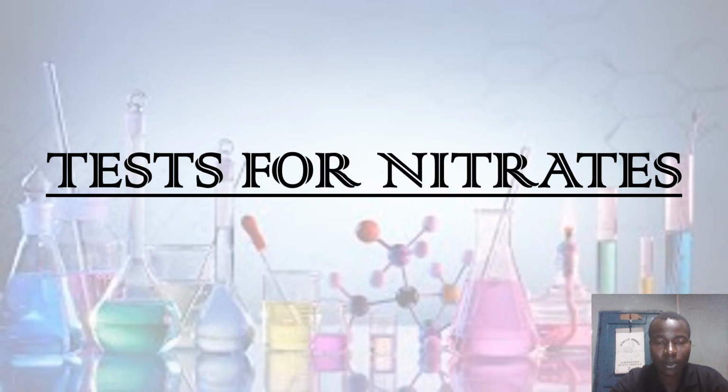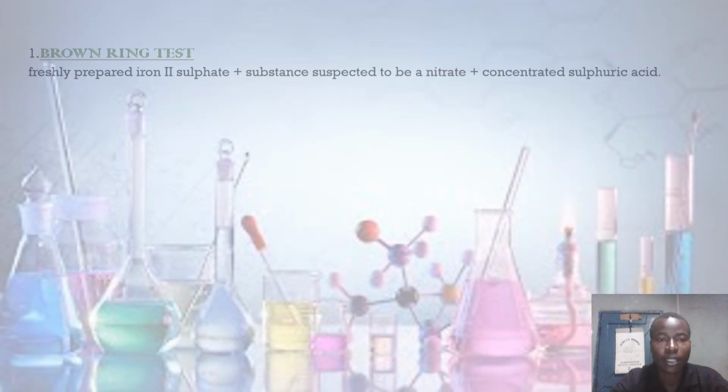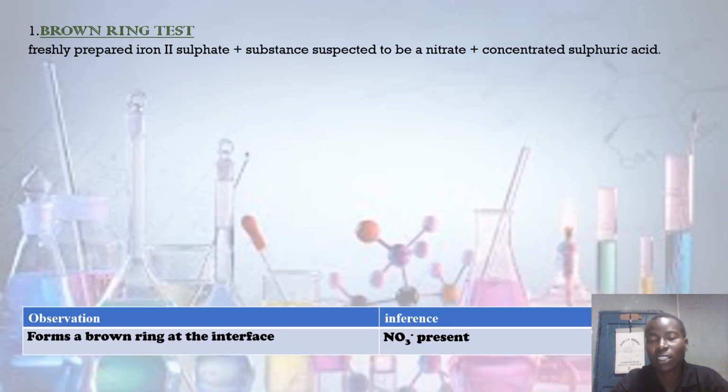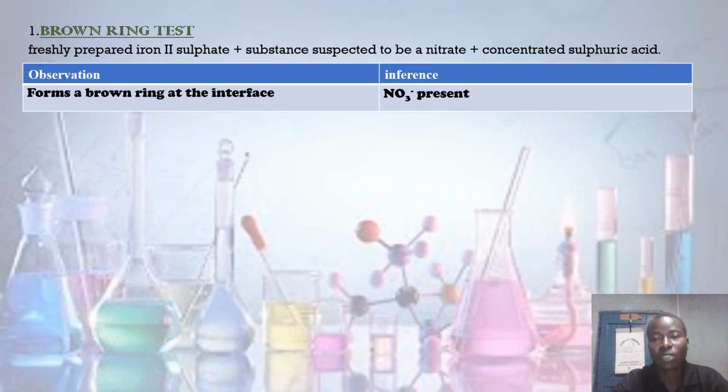Next, let us look at the tests for nitrates. The first test for nitrates is the brown ring test, where you usually take freshly prepared iron(II) sulfate and add it to the substance suspected to be a nitrate, and then you add concentrated sulfuric acid. When adding sulfuric acid, you usually add it with the boiling tube in a slanting manner.